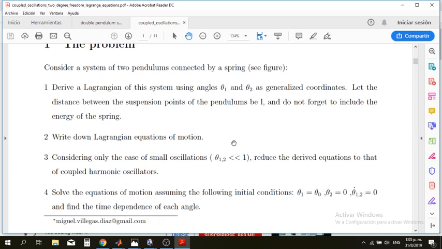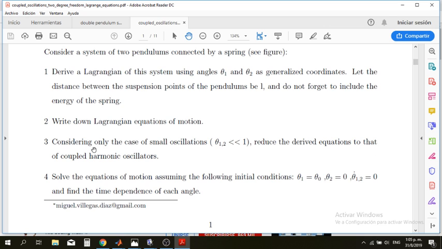But let us see what I'm going to do today. First, I'm going to derive the Lagrangian of this system using the angles theta 1 and theta 2 as generalized coordinates. Then we are going to write down the Lagrange equations of motion. Because this is a system of two degrees of freedom, we have an equation of motion for theta 1 and an equation of motion for theta 2 for the pendulums.